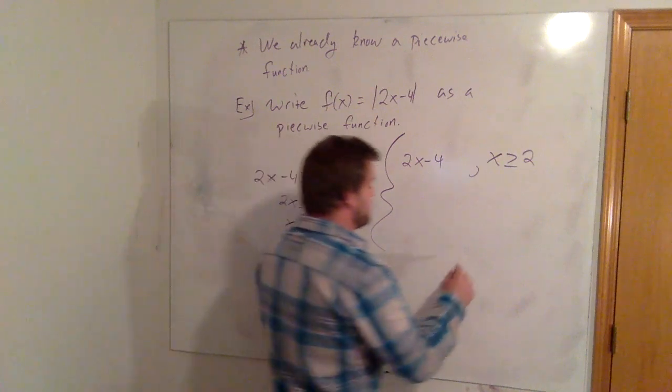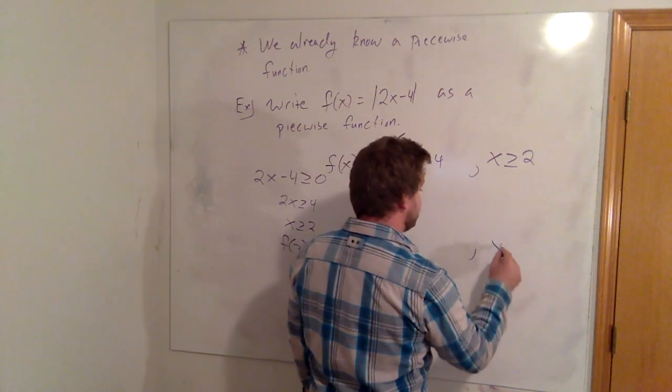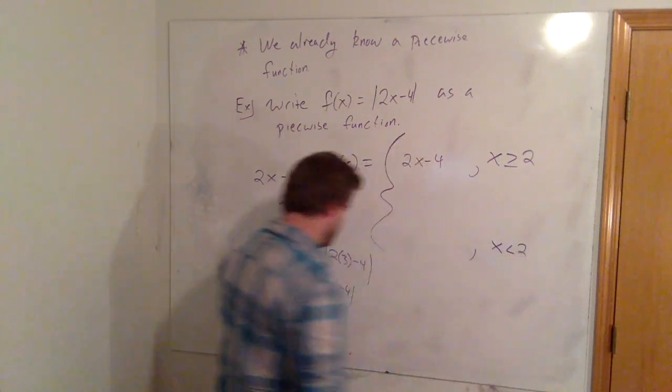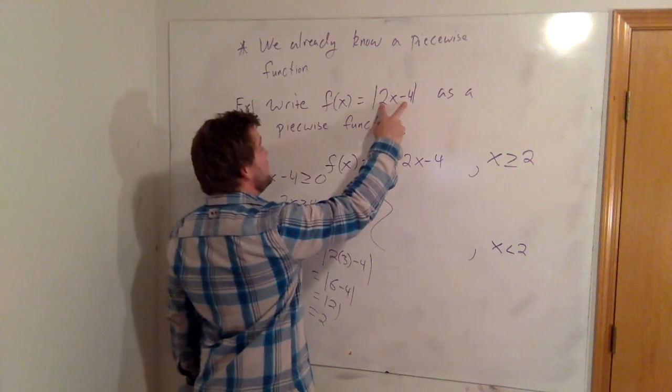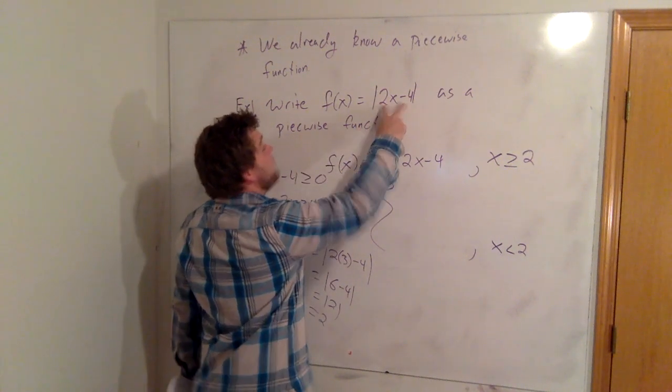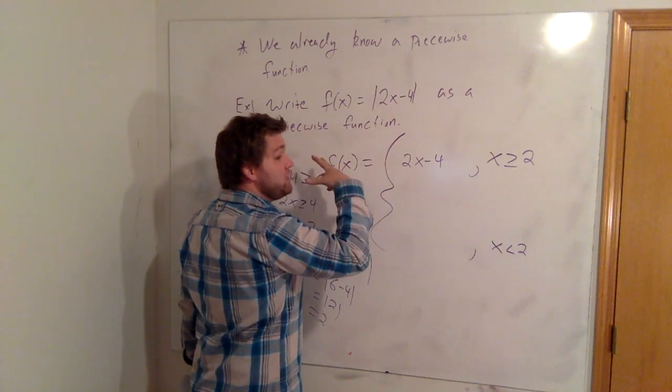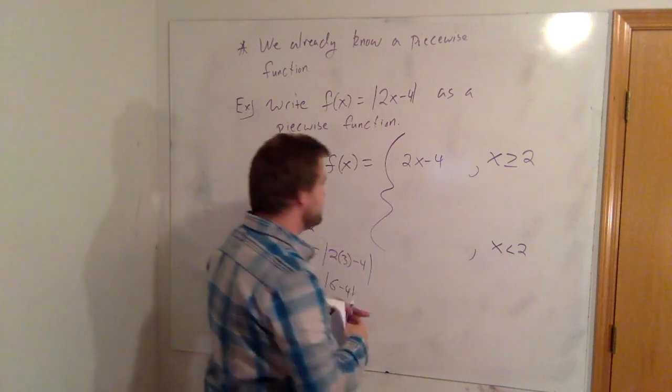Okay, but what happens if I plug in something that's less than 2? Well, if you plug in something less than 2, what's going on inside will actually be negative. It'll be negative, and I got to flip the sign. So I'll show you how this works.